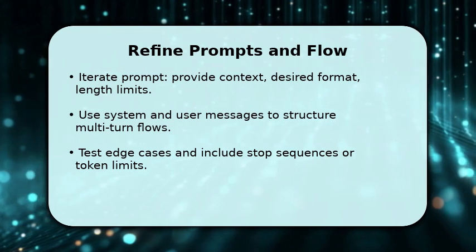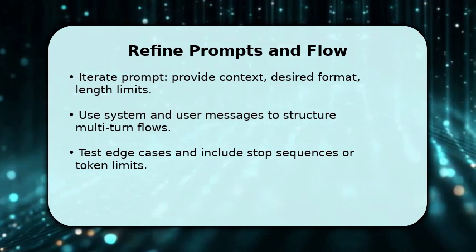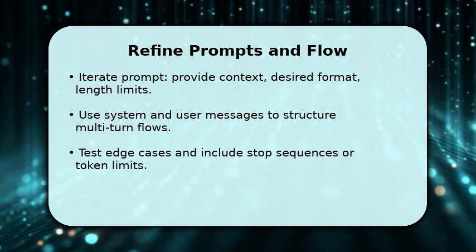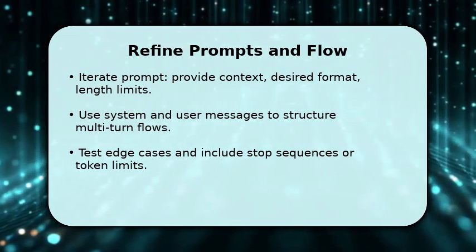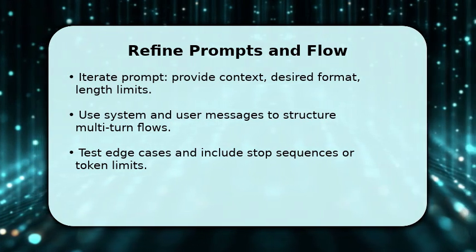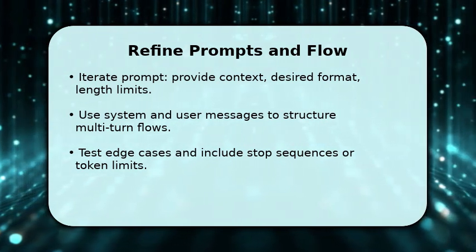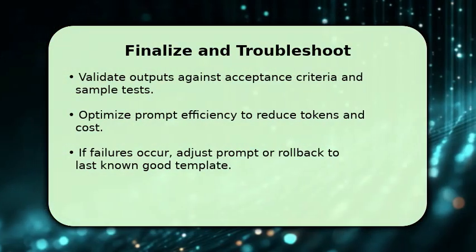Next, run multi-turn tests with edge cases and ambiguous inputs to gauge robustness. Make sure to log model outputs and costs so you can adjust temperature, top P, or prompts. You finish by validating outputs against your acceptance criteria and sample tests.